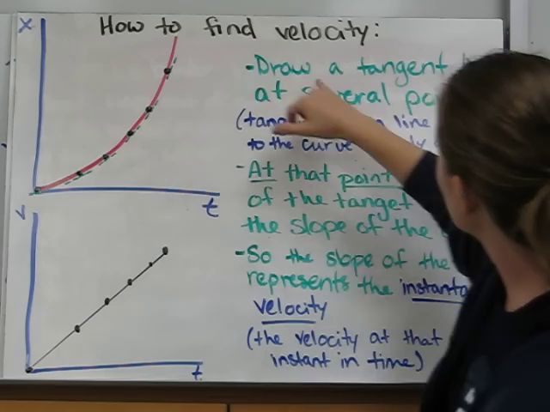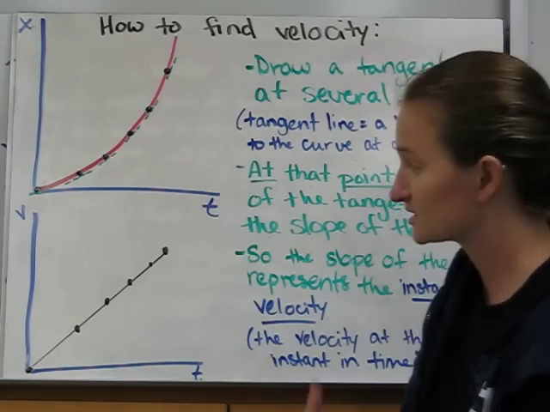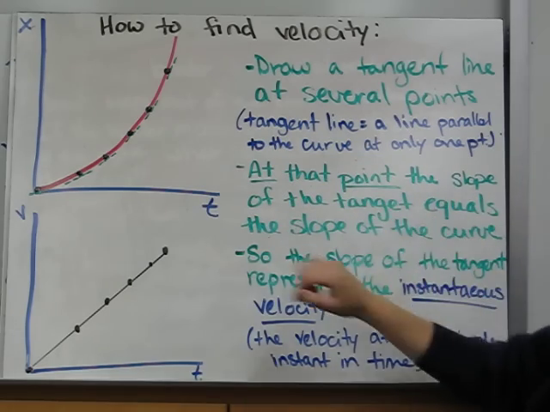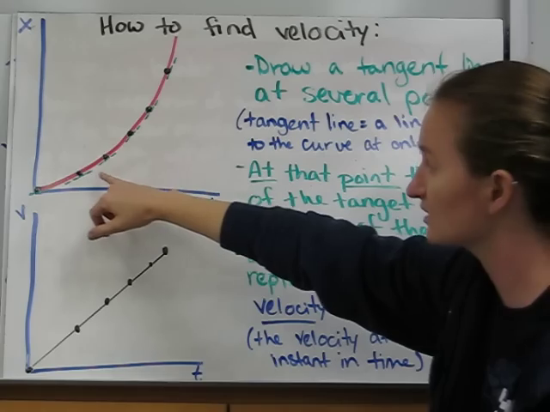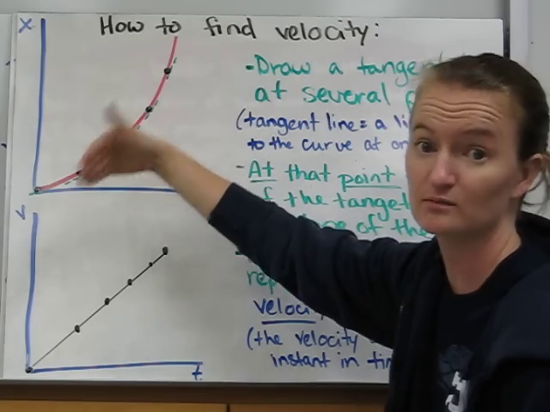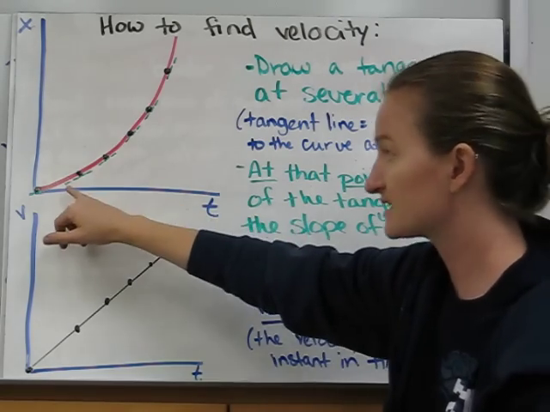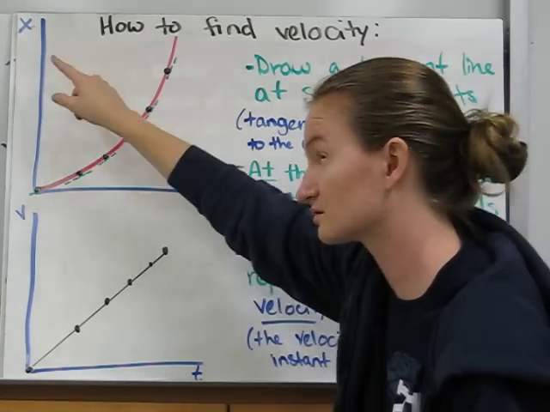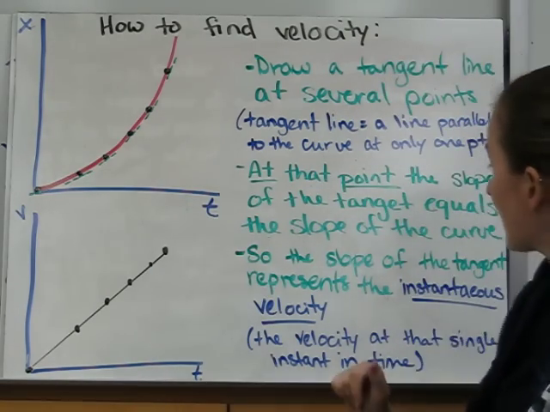So how do we find the velocity? We draw a tangent line at several points, whichever points we choose. At that point, the slope of the tangent equals the slope of the curve by definition, because it's a line parallel to the curve at that point. And if two lines are parallel, then they have the same slope. And we know that the slope is the velocity on a position versus time graph.